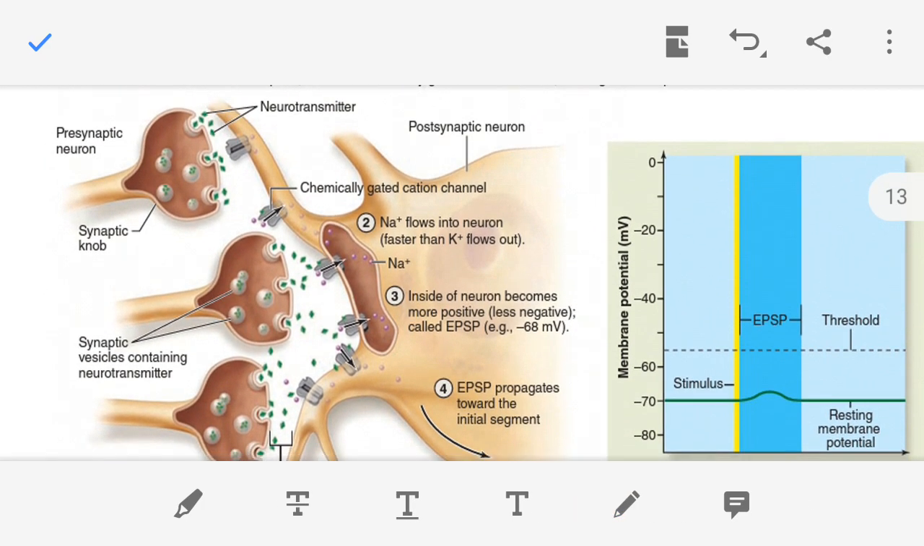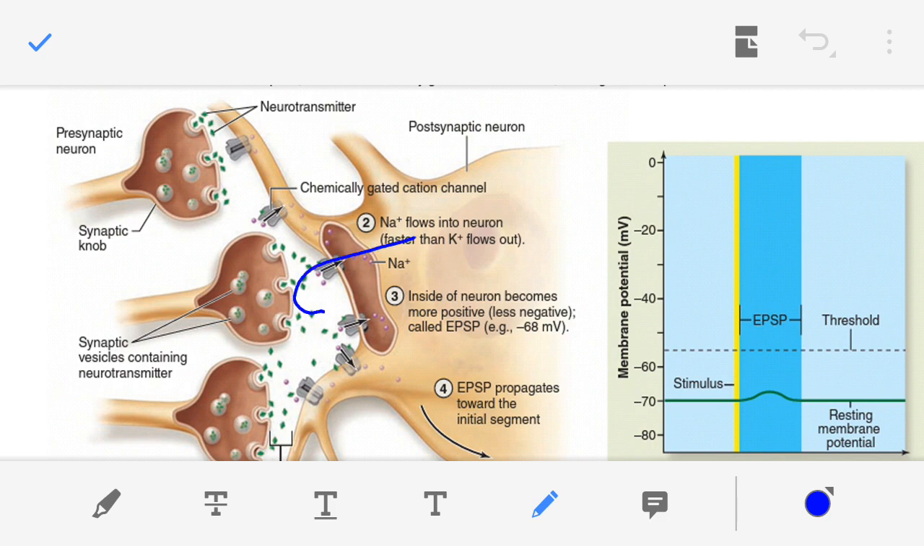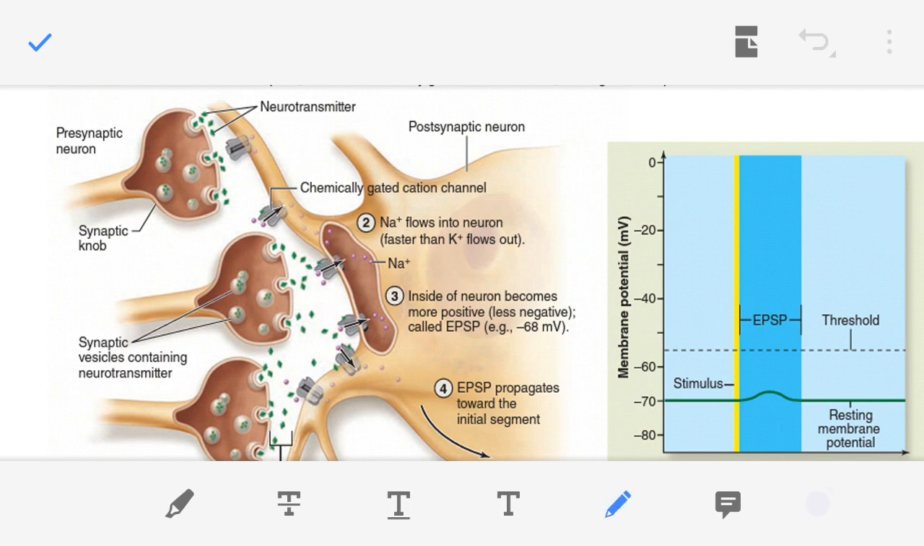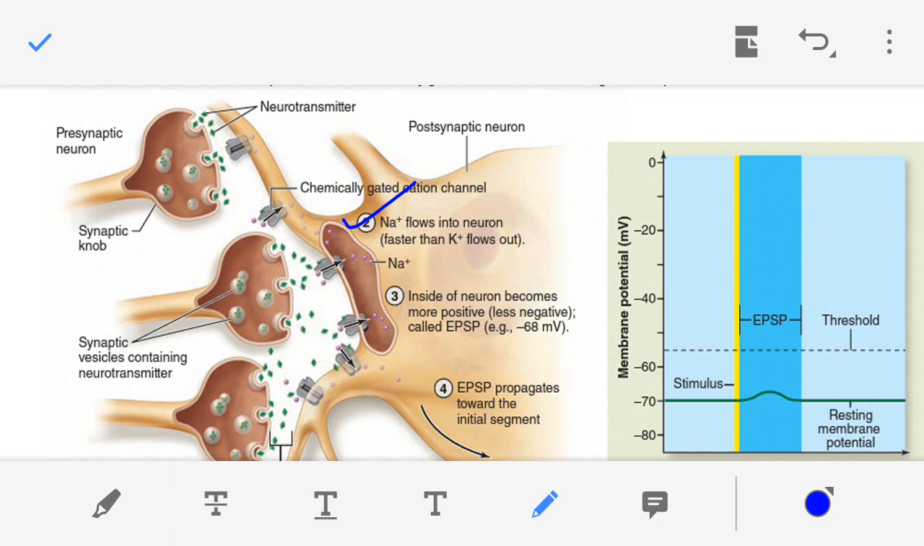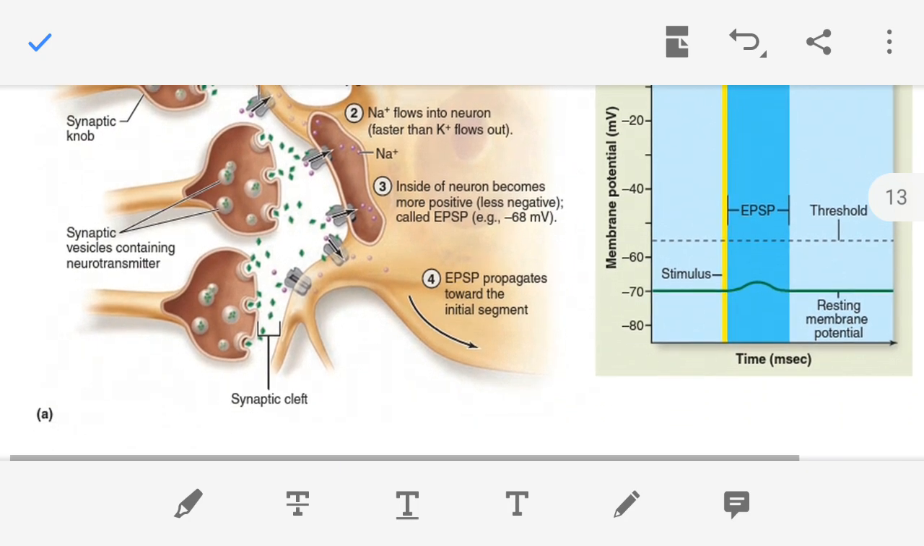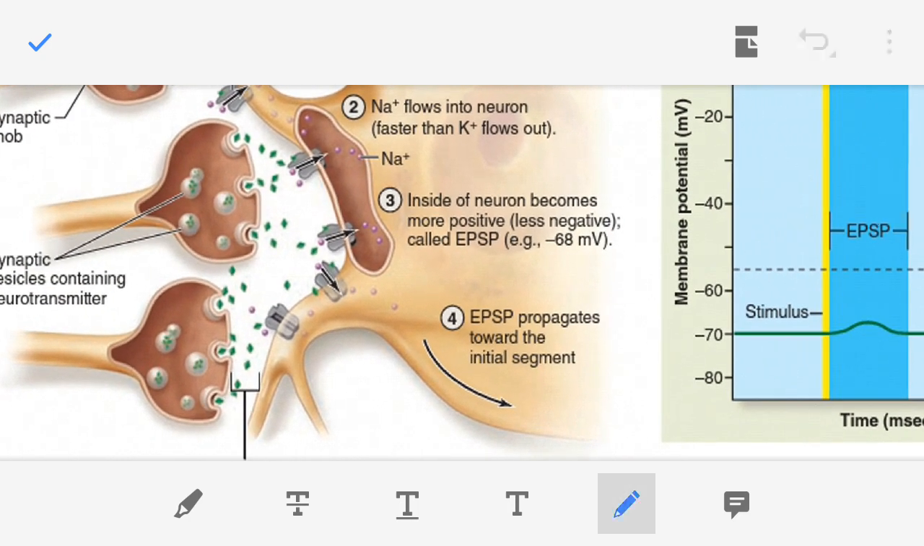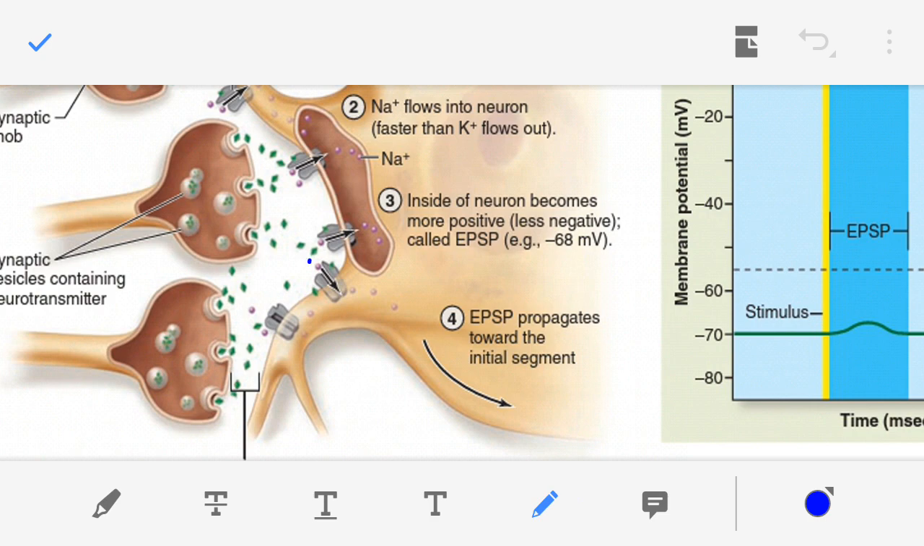Now as the channels are open, what happens? From outside, Na+ enters the postsynaptic neuron very quickly. Okay, Na+ flows into the neuron very fast, faster than K+ flows out. That means K+ is going outside, but slowly. So as the entry of Na+ is very fast, inside the postsynaptic neuron there is a development of more positive charge. Okay, and this development of more positive charge is known as EPSP.